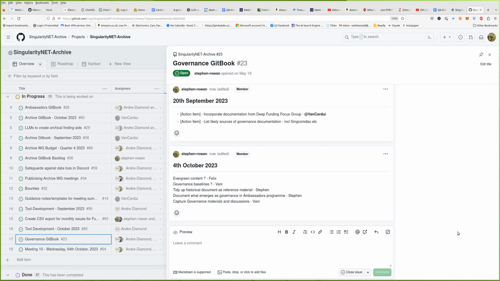I mean, it'd be good to raise it in Odin, it'd be good to raise it in Governance Guild, and just see what people think and see what they've got, and then maybe we can bring it back to a meeting here and just go, well, here are some ideas.